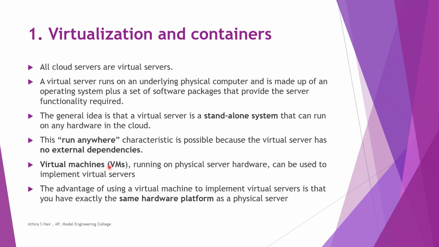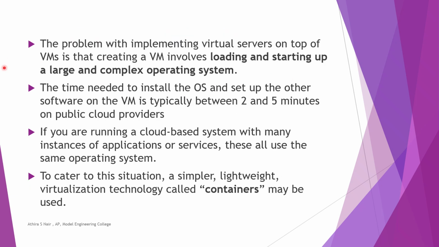For example, Linux and Windows can run concurrently on separate virtual machines. The problem with implementing virtual servers on top of virtual machines involves loading and starting up a large and complex operating system. The time needed to install the OS and set up the other software on the virtual machines is typically between 2 and 5 minutes on public cloud providers such as AWS. This means that you cannot instantly react to changing demands by starting up and shutting down virtual machines.